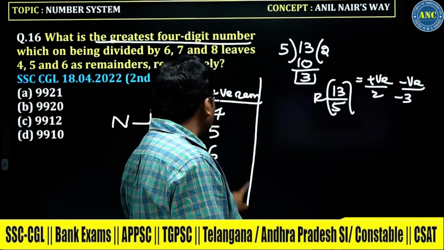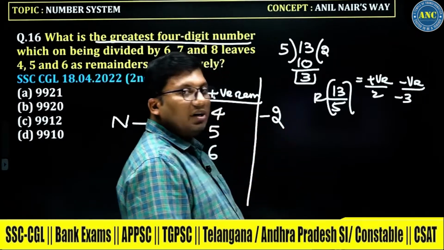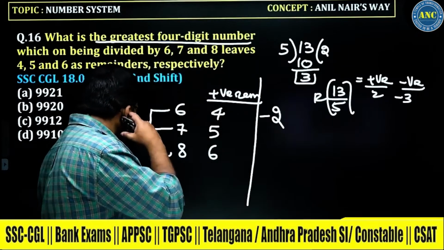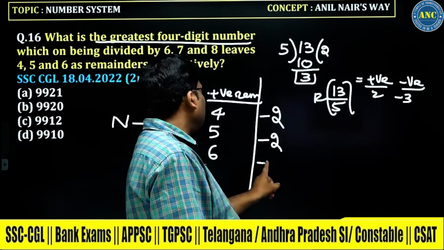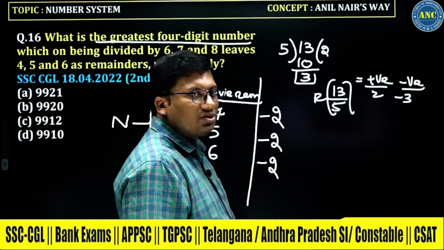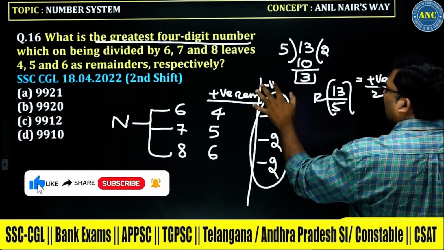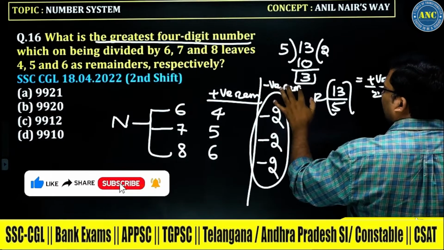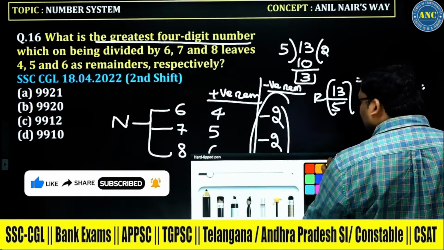This is a positive remainder. To get the negative remainder, subtract the number you are dividing by. 4 minus 6 is minus 2. 5 minus 7 is minus 2. 6 minus 8 is minus 2. In all the cases, the negative remainder is the same.